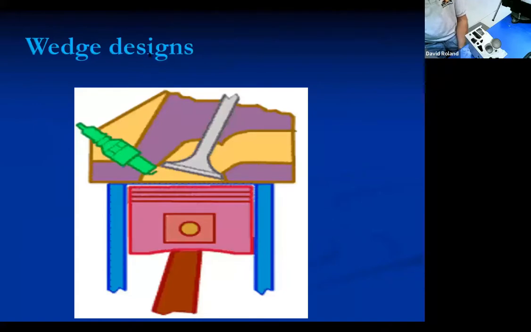Here's what I just showed you. This is called a wedge design. You look at the area left over when the piston's at TDC, and there's just a little pie-shaped area in here for the air to stay. We compress all the air and the fuel into this very small area, and then we use the spark plug to start it on fire. And then it expands and pushes this piston back down.